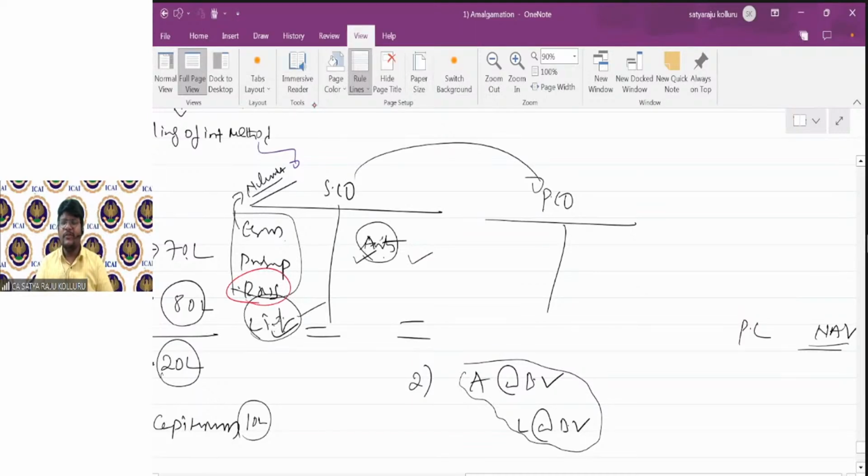Sir, can you please differentiate amalgamation in the nature of purchase and amalgamation in the nature of merger? A literal differentiation, not based on those conditions and all such things, but the conceptual differentiation.